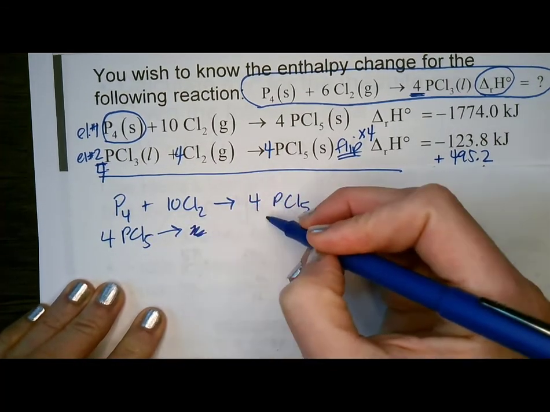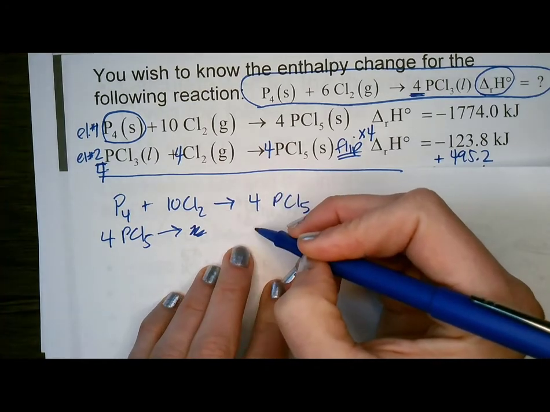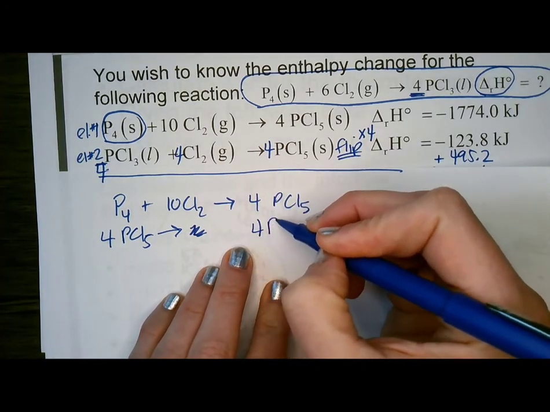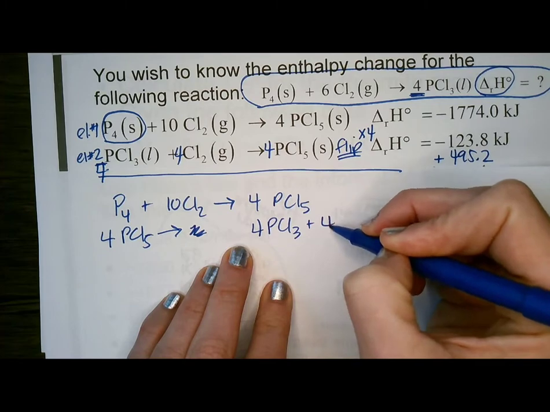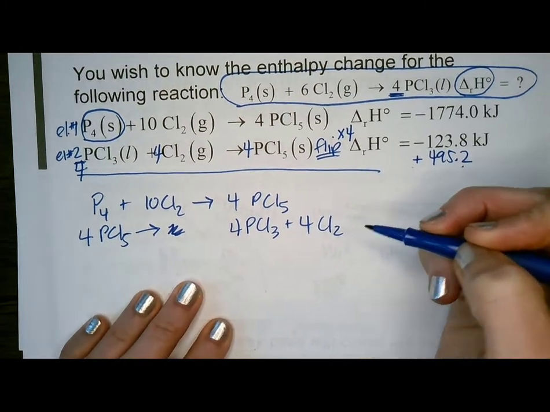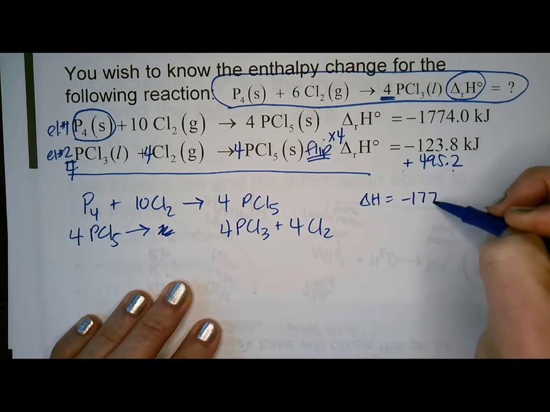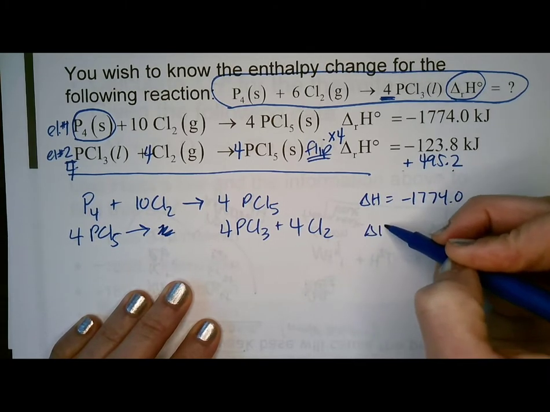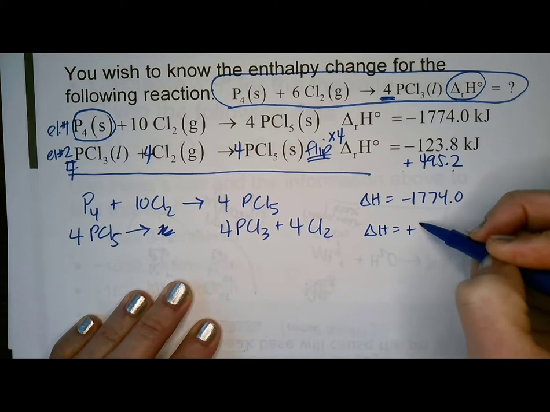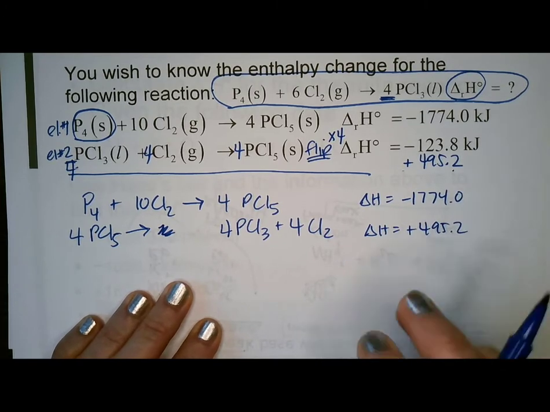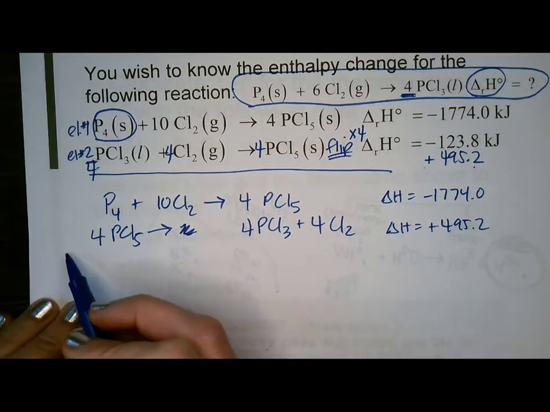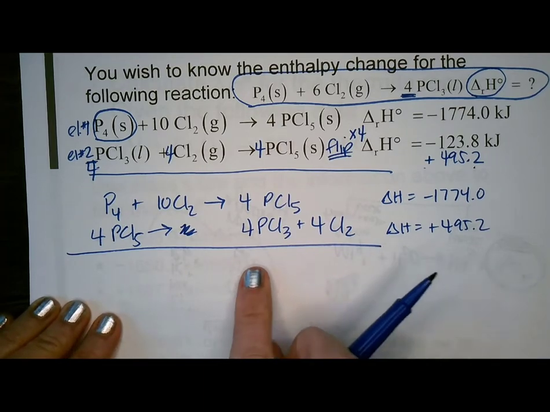Oh, I'm going to write it over here so that it's to the right of this arrow. We don't get confused. 4 PCl3 plus 4 Cl2s. And my delta H for this first one, negative 1774.0. Delta H for the second one we just found was plus 495.2. All right, now let's see if this gets us our target equation.